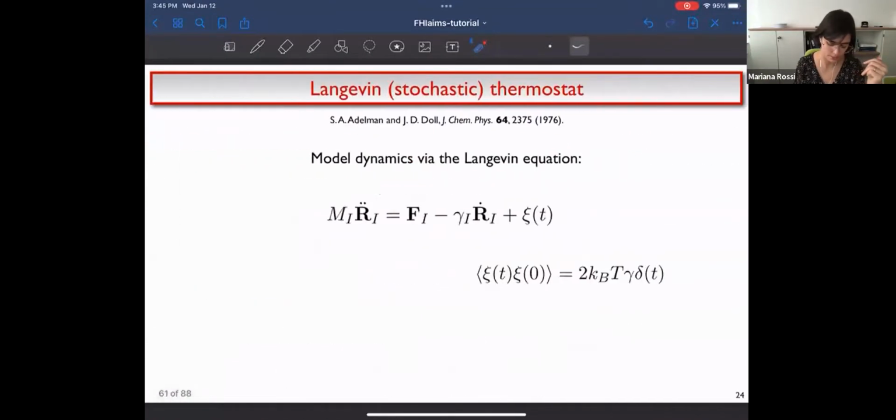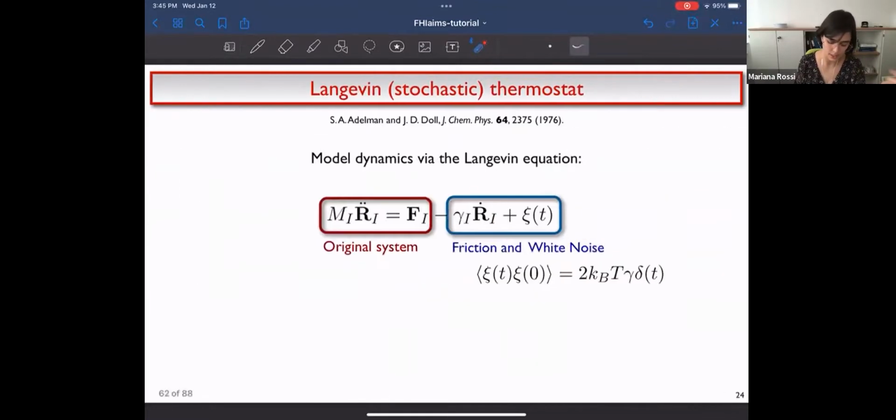As I mentioned already a bit in the previous slide, you can also use a Langevin equation in order to mimic a thermostat. This is how it would look like. So you have, again, your original system plus friction and white noise. But in this case, the friction and white noise really obey this fluctuation dissipation relationship, in which the white noise time correlation is a delta function here. So there's no memory of past times, and it's related to the friction parameter gamma that you put here.